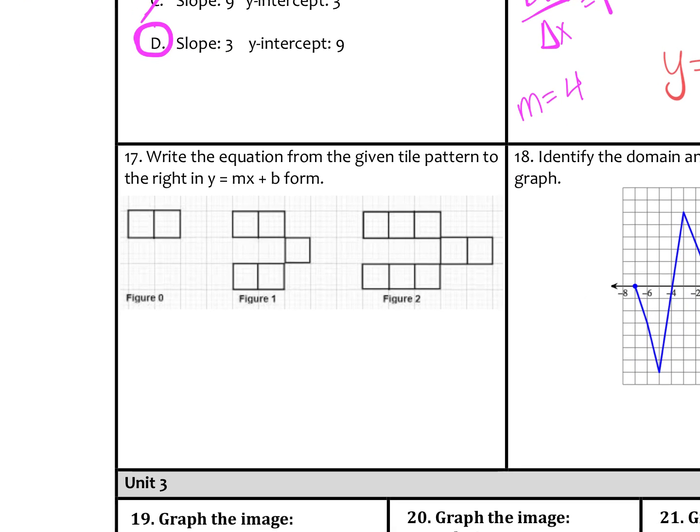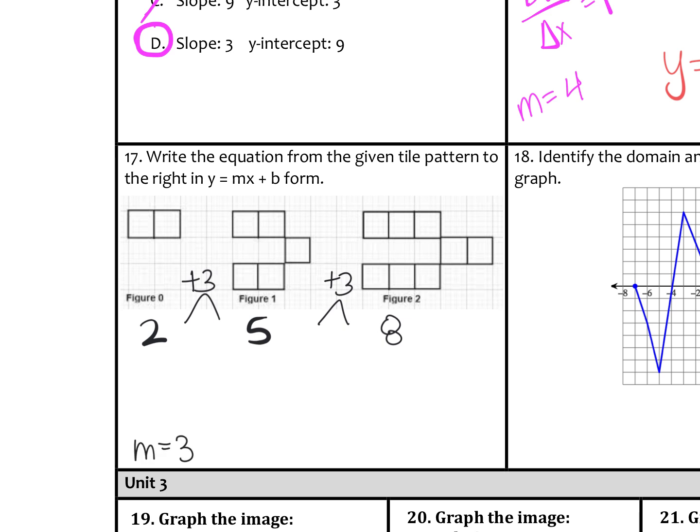All right, 17, write the equation from the given tile pattern. All right, so we go 2, and then 5, and then 8. So that is an increase of plus 3. So our rate of change there is plus 3. So m would be 3.